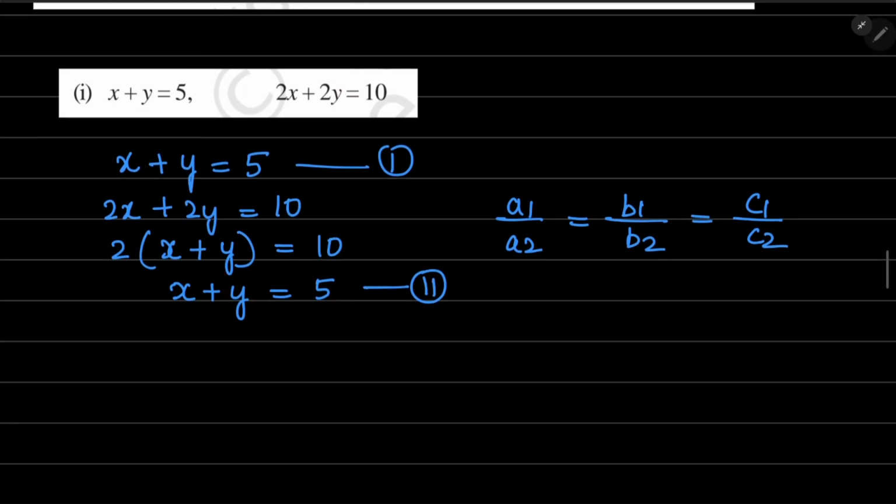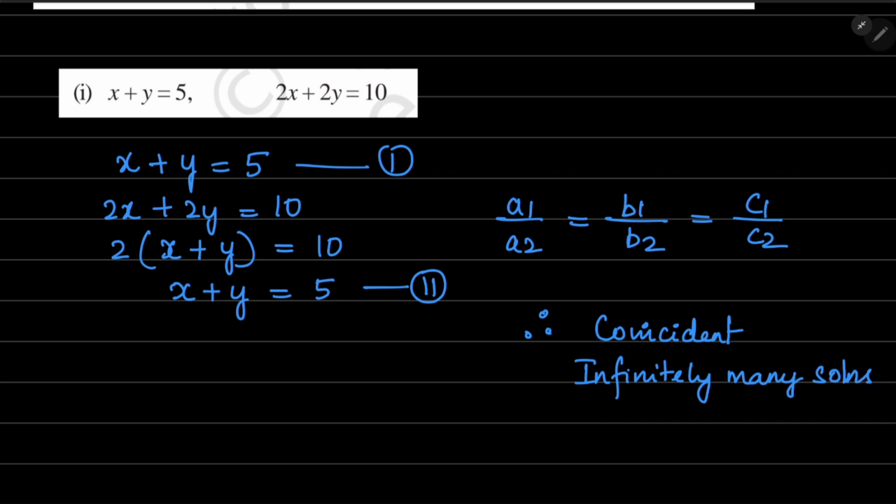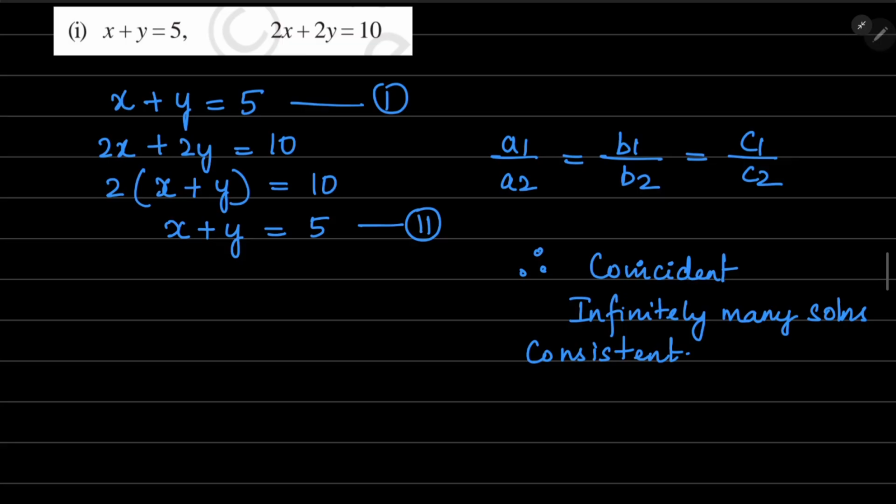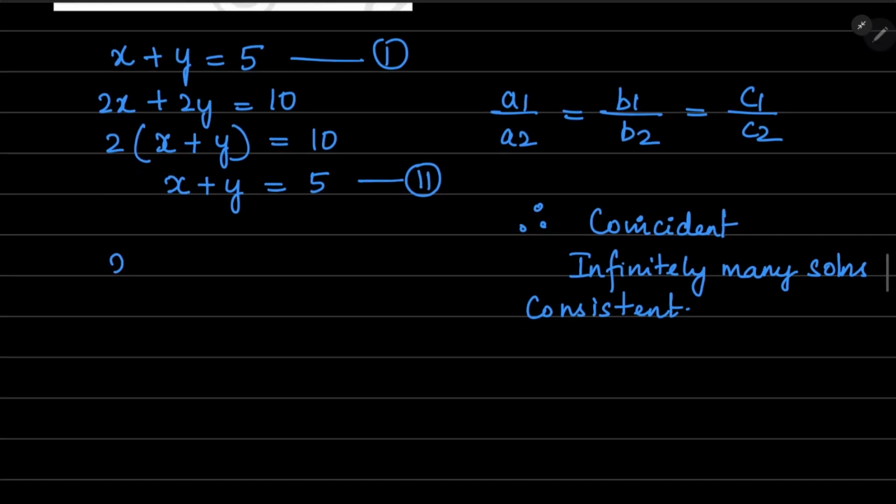So whenever all the three ratios are equal, what is the condition? That is, the lines will be coincident. It will have infinitely many solutions. And the system will be consistent. But what are you asked? You are asked, if it is consistent, you have to plot it. Correct? So let's go ahead and find the points.